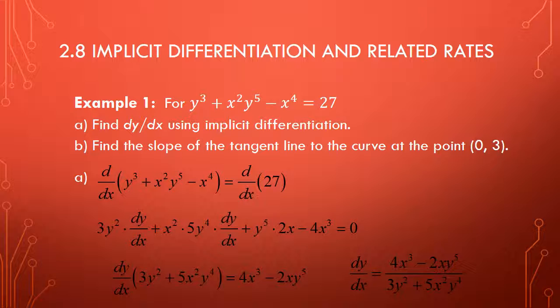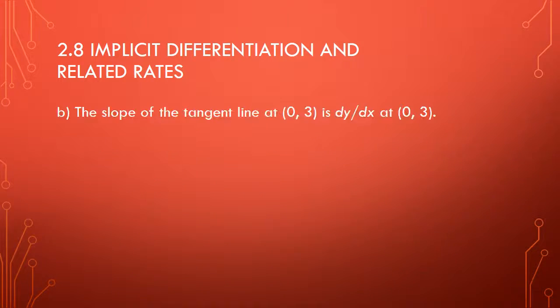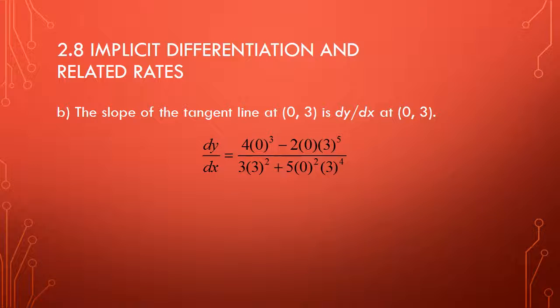So there's the derivative. Now that was the hard part. The next part's going to be easy because all you need to do is put in 0 for x and 3 for y to get the slope of the line tangent to the curve. So we put them all in, and we get 0 over 27, which is 0. So the slope is 0 at that point.